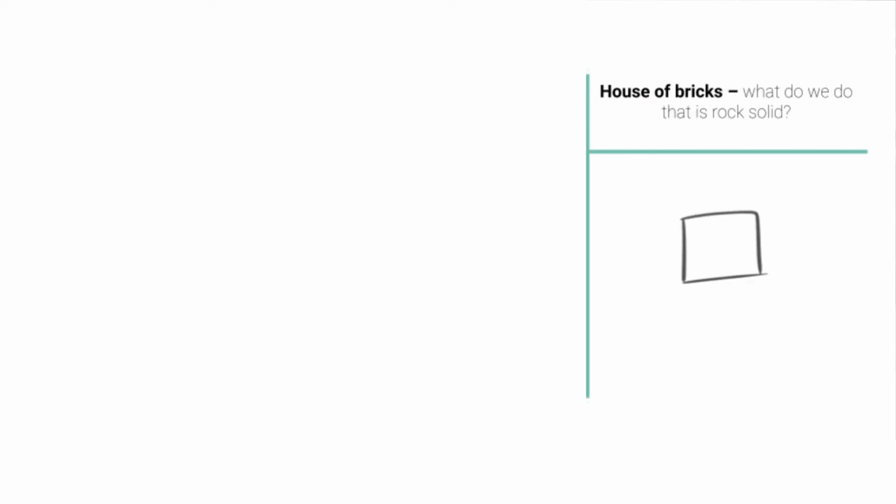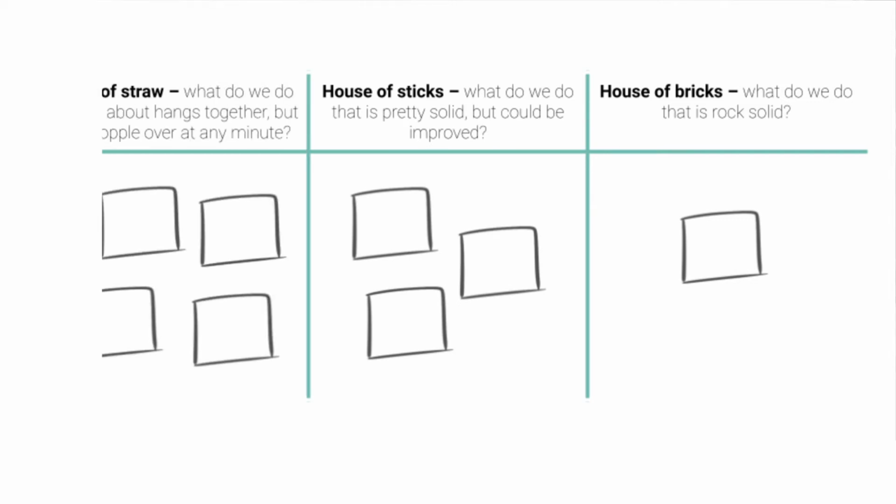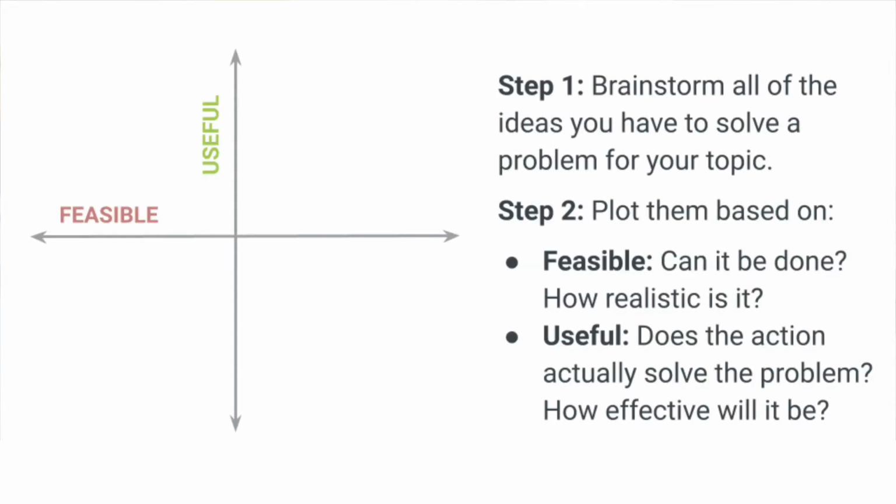For a step back, a protocol like straws, sticks, and bricks can be a useful way to review progress. Drawing from the fabled 3 Little Pigs, the exercise asks you to consider the elements of your strategic plan that are rock solid, the bricks; things that are pretty solid but could be improved, the sticks; and the things that are hanging together and could collapse at any minute, straws. When looking forward, a feasible, useful matrix can help prioritize potential action steps. Team members start by listing all of the potential solutions and then plotting them based on how realistic and effective each offered solution might be.